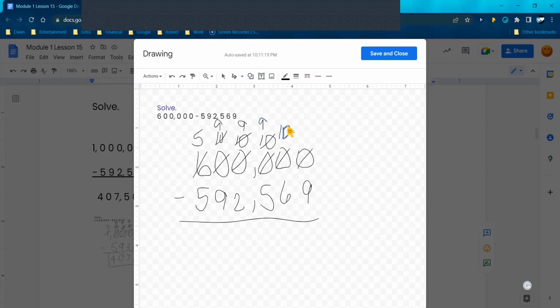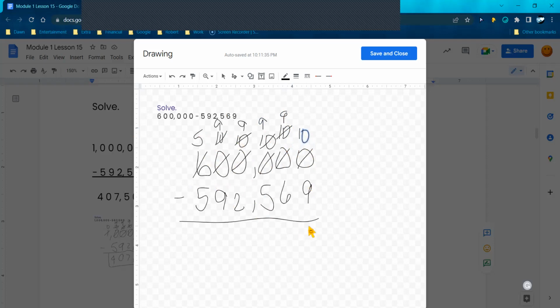And then we have to look at our ones column. It's still a 0. So I'm going to take 1 from my tens. So now I'll have 9 tens. And then the 10 becomes 10 ones. Oh, that was a lot of regrouping. Make sure you do your best to keep everything in line so that it doesn't get confusing.